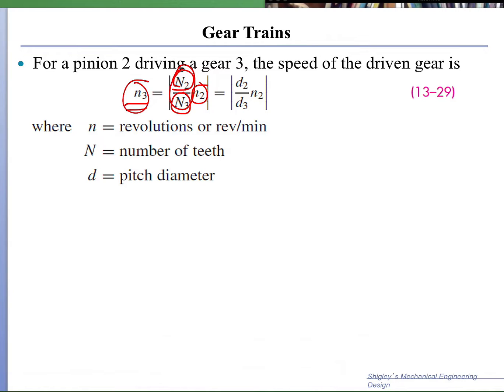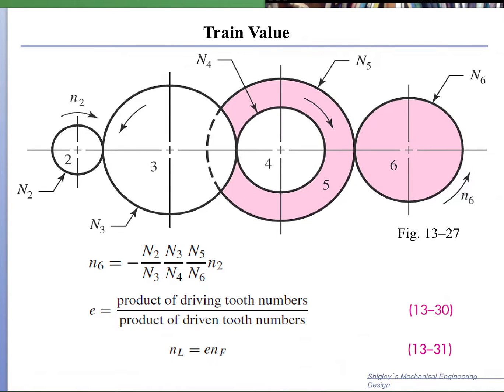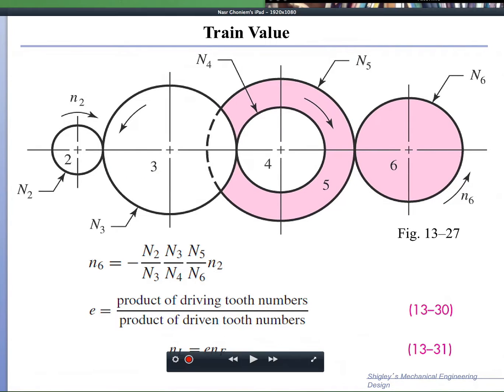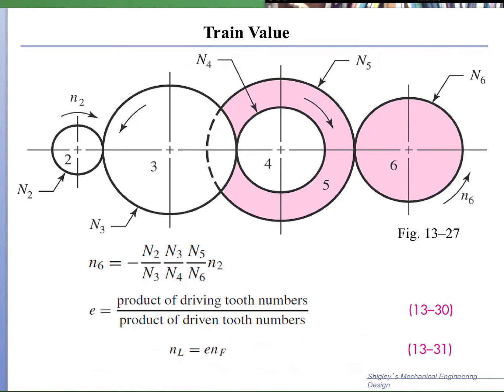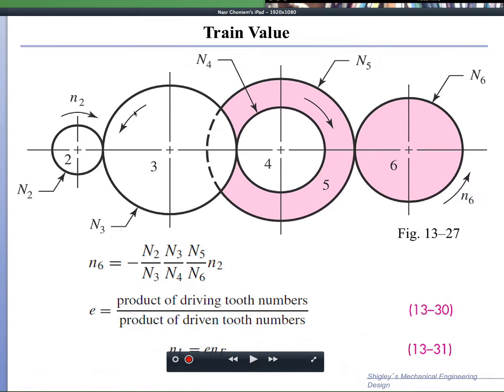So RPM driven is equal to the RPM of the driver times the gear ratio. Now what happens when we have a real gear train like this? If you look at this, we have a pinion with a number of teeth N2, rotating at an RPM lowercase n2, and it's driving a driven gear with a number of teeth N3, rotating at lowercase n3.